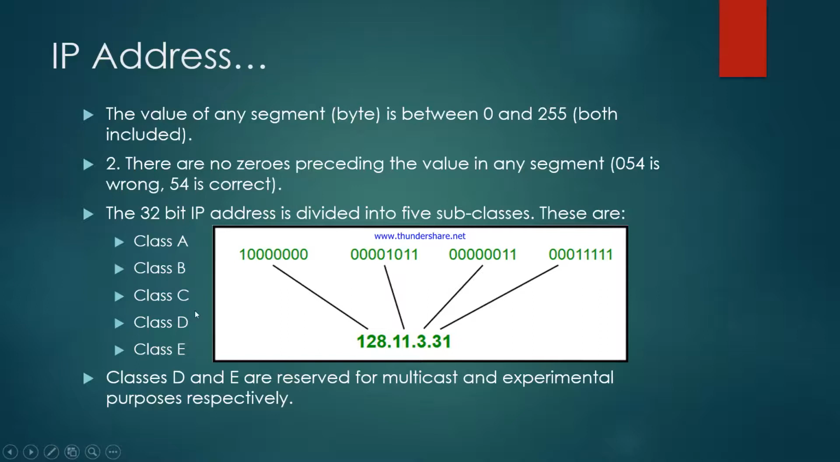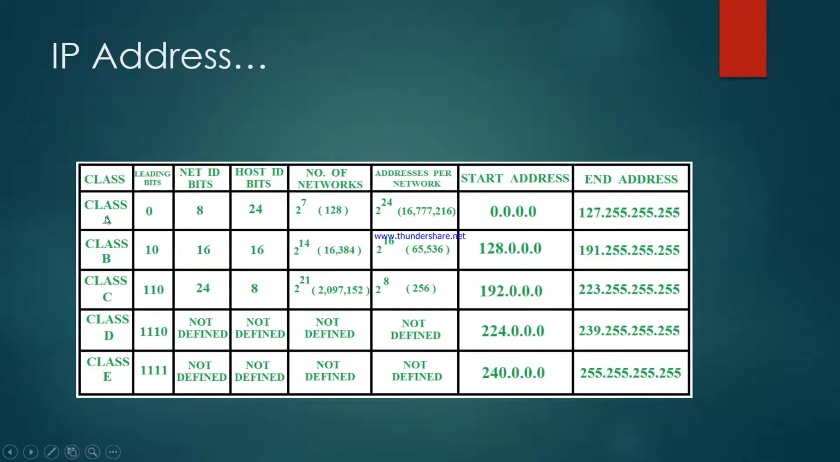These are the classification of the IP addresses. Class D and class E are reserved for multicast and experimental purposes respectively. Here you can see class A, class B, class C, class D and class E. These classful addresses are divided into the net ID and host ID.